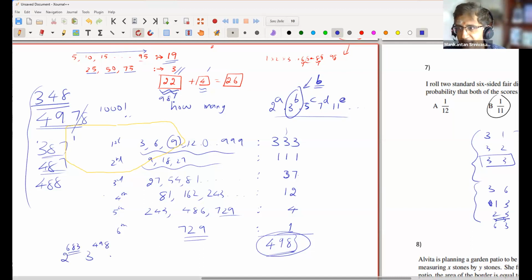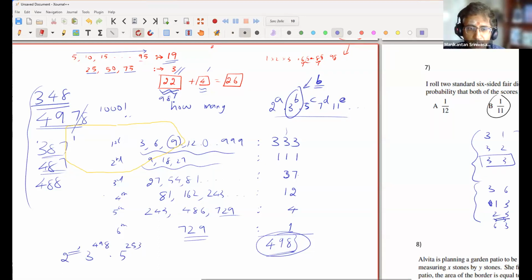Okay. The number of 5s will be fewer, correct? The number of 5s will be fewer. Maybe it's 253, something, right? I'm just randomly putting some numbers. So relatively, you should know.